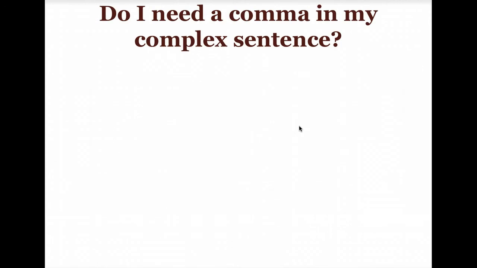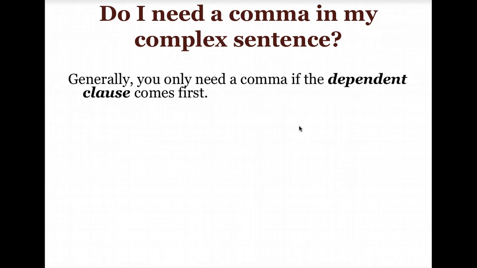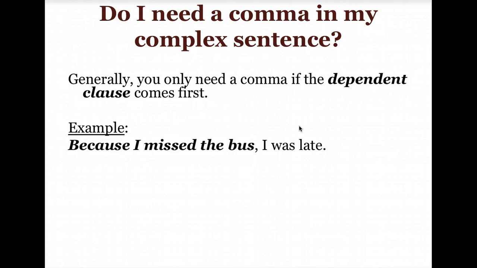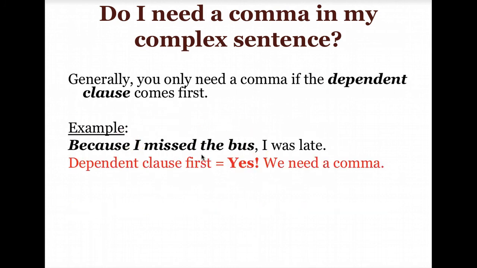So, quickly, how do you know if you need a comma in your complex sentence? Because sometimes you need a comma in a complex sentence and sometimes you don't. It's a little tricky. I will tell you how. Generally, you only need a comma if the dependent clause comes first. So here's an example. Because I missed the bus, comma, I was late. I need that comma there because my dependent clause, or my incomplete thought here, is coming first. That's why I need a comma.